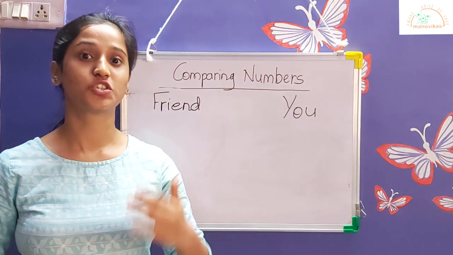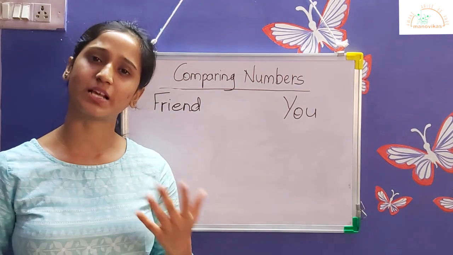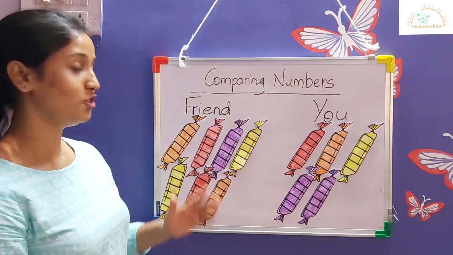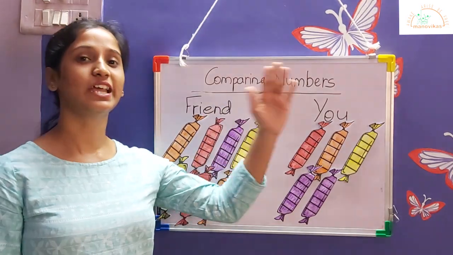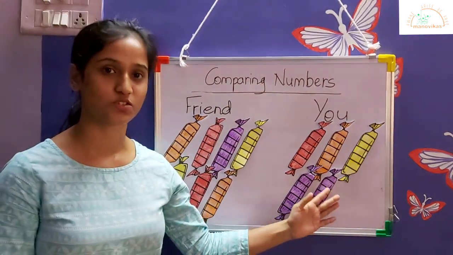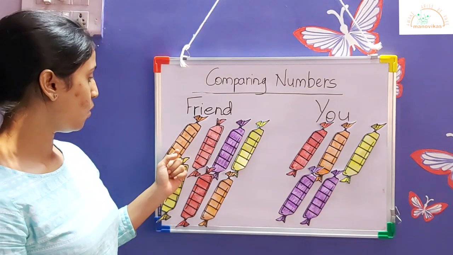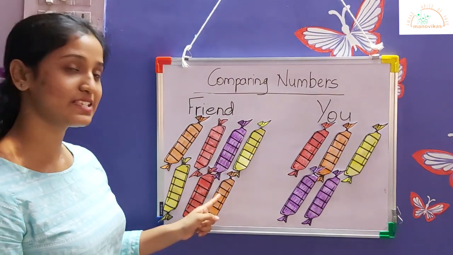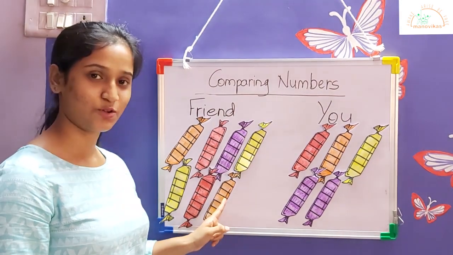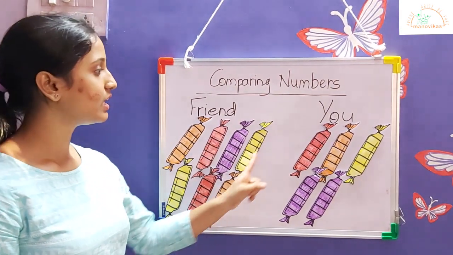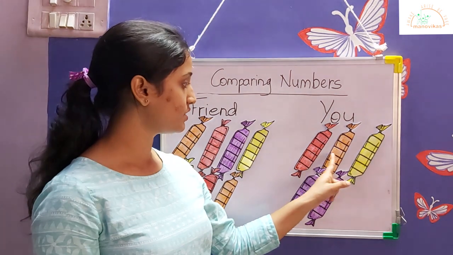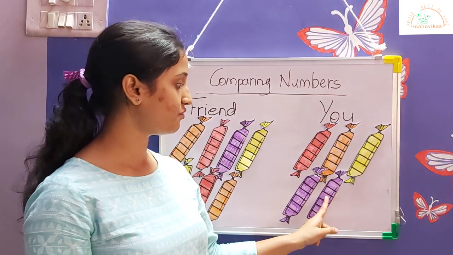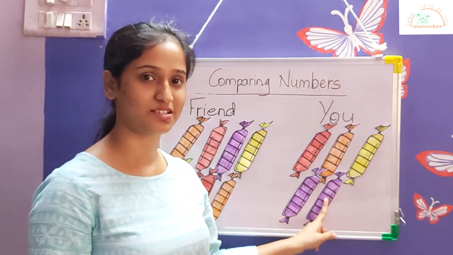Now say suppose you and your friend has got some chocolates. Here students, your friend has got some chocolates and you have also got some chocolates. So let us count and see. 1, 2, 3, 4, 5, 6, 7. Your friend has got 7 chocolates. And you have got 1, 2, 3, 4, 5. You have got 5 chocolates.